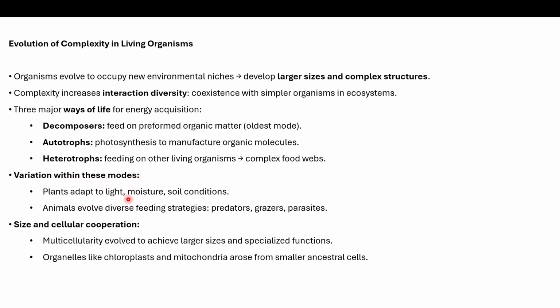Plants adapt to light, moisture, and soil conditions. Animals evolve diverse feeding strategies. There are predators, grazers, parasites. Then, based on size and cellular cooperation, multicellularity evolved to achieve larger sizes and specialized functions. And there are organelles inside the cells like chloroplasts and mitochondria, which actually arose from smaller ancestral cells.